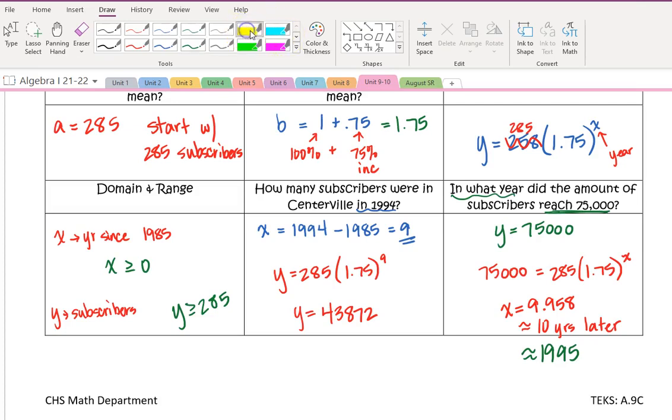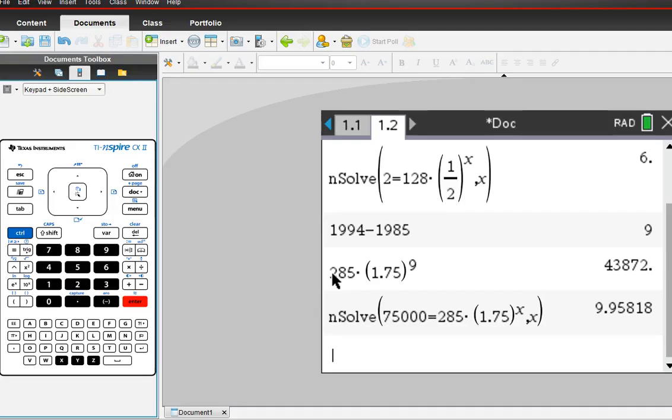Okay, here are my two answers. The first one was simple. It would be 43,872 people. And then the second one, the only thing I do want to point out, when I did InSolve, this is the answer I got in InSolve, which is about 10 years later. And so if we started in 1985, we're talking about 1995 is when you hit 75,000 people. Here's the work on my calculator. In case you need to see that, make sure you typed it in correctly if you did not get what I got.